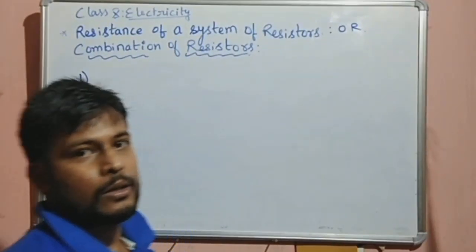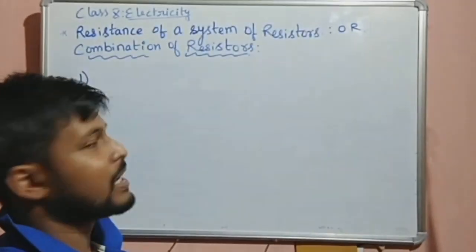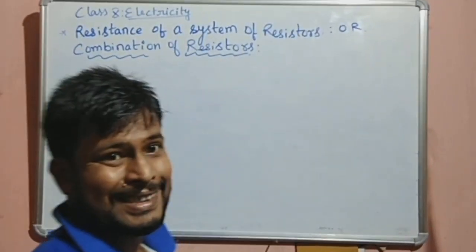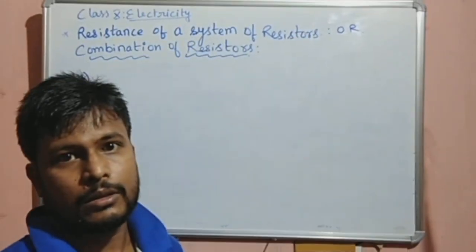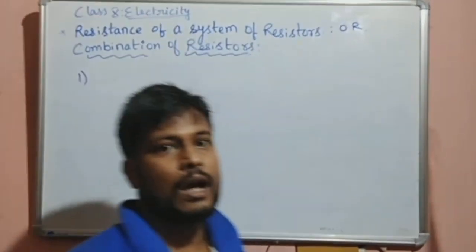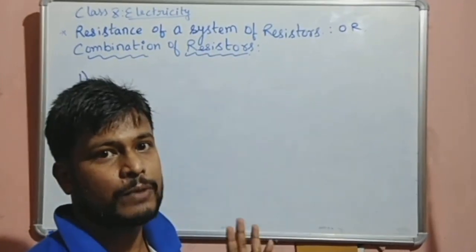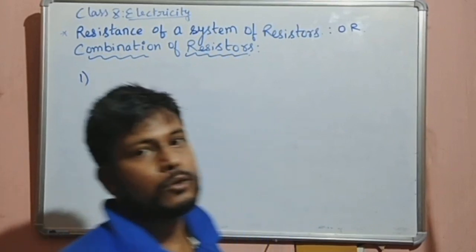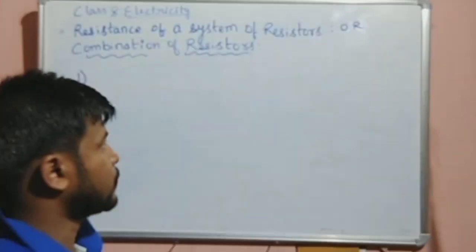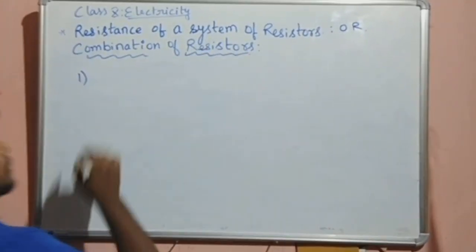So today we will study class 10 chapter Electricity. The topic is combination of resistors, or the system of resistors. In how many ways can we connect two or more resistors? So first of all, the combination of resistors, or the resistance of a system of resistors.